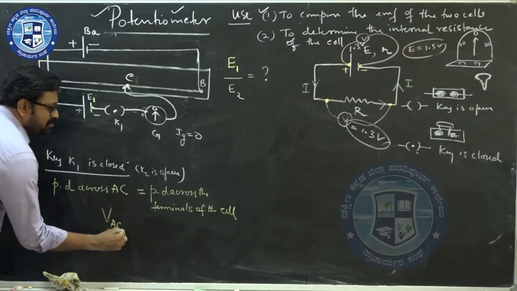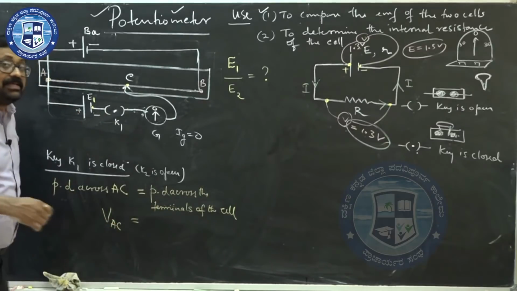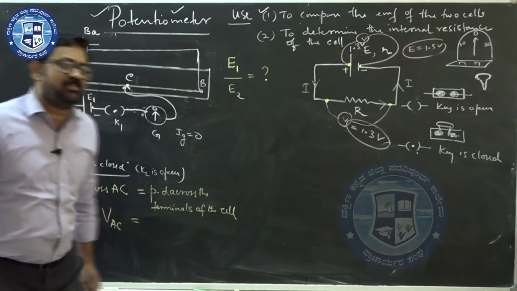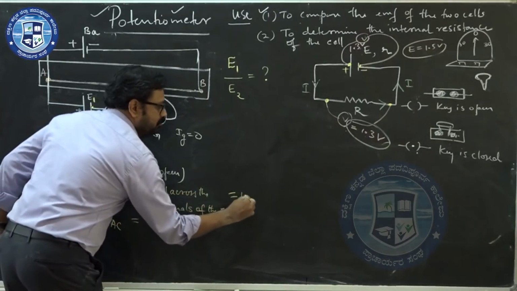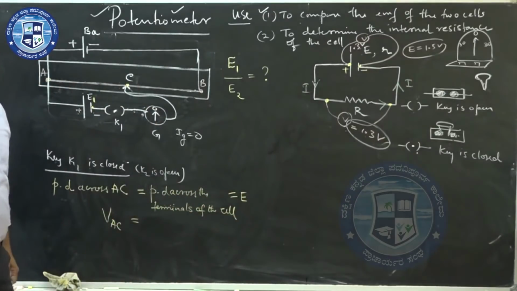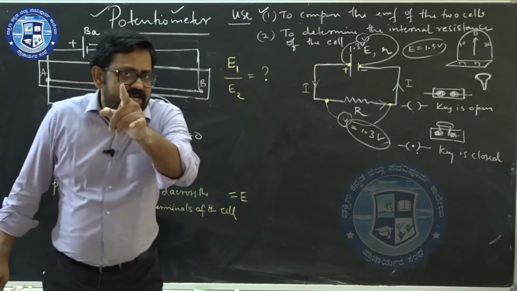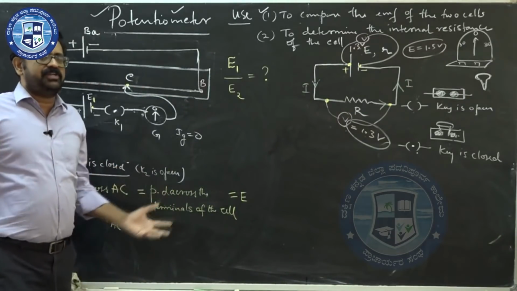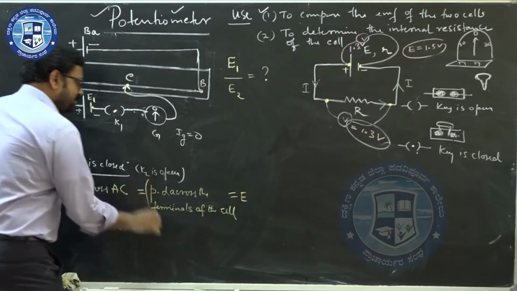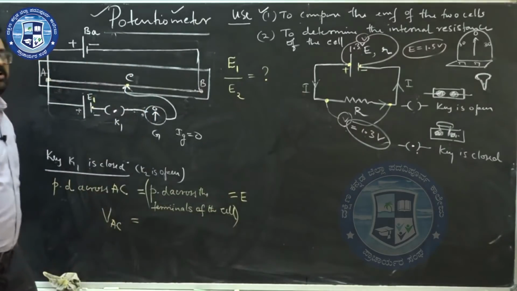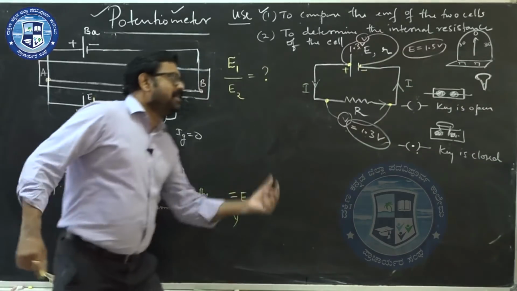Potential difference across AC is equal to potential difference across the terminals of the cell. Can I say it is equal to the EMF of the cell? Yes, I can say it is equal to the EMF of the cell. Not always. Terminal potential difference is not always equal to EMF. In the general situation, terminal potential difference is always less than the EMF. But here I can say that the potential difference across the terminals of the cell, which you also call the terminal potential difference, will be equal to EMF.